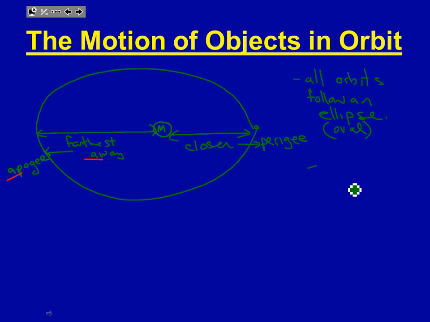Another rule that's very important: when the object is close, it moves fast, and when the object is far, it moves slowly. When close, the object moves fast, and when far, it moves slowly. All right?